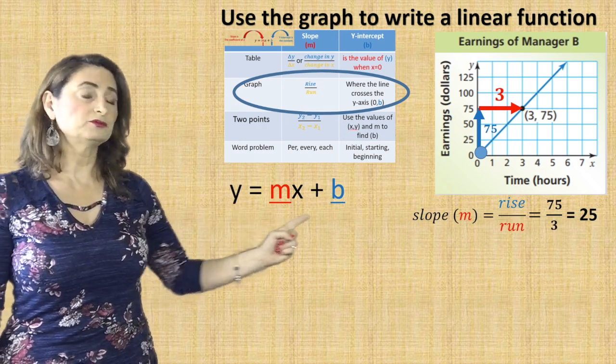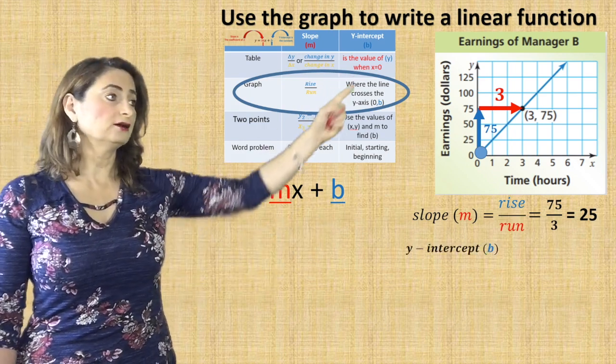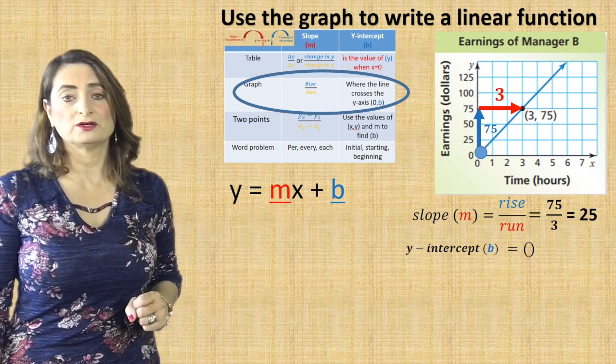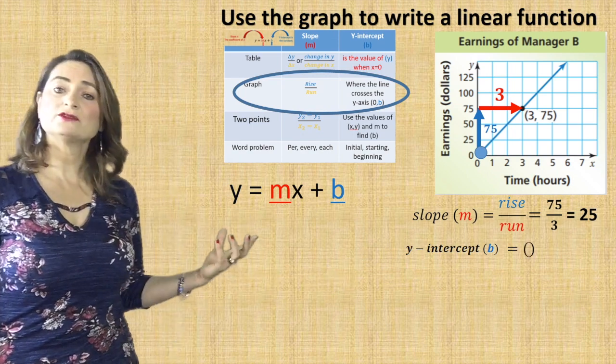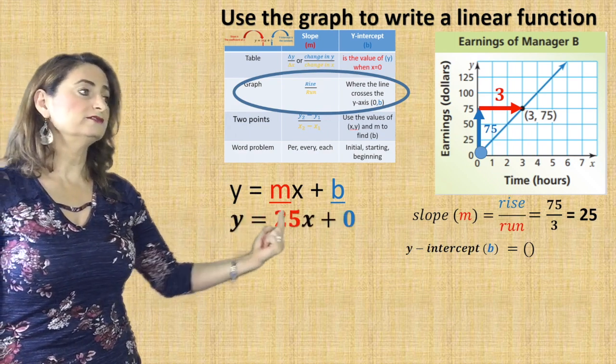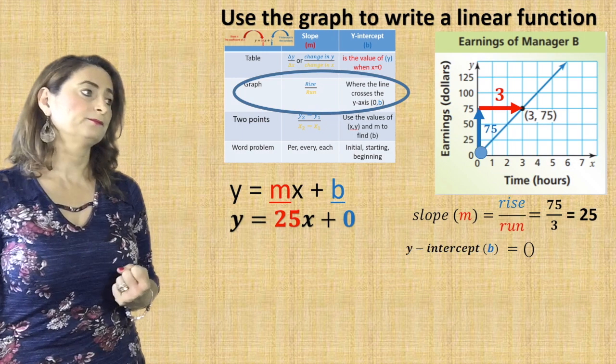Now the y-intercept, which is b: where did that line cross the y-axis? Right on 0, which means b equals 0. All you have to do is take those numbers and replace them in the equation. y = 25x + 0.